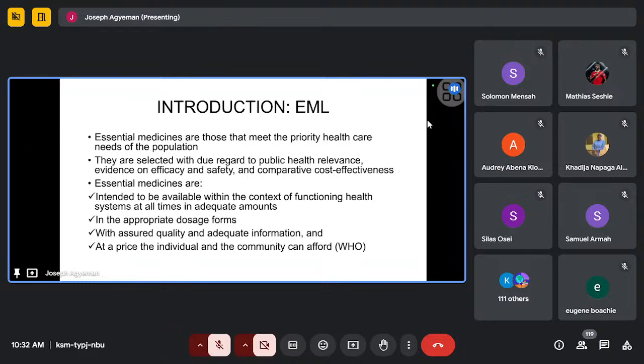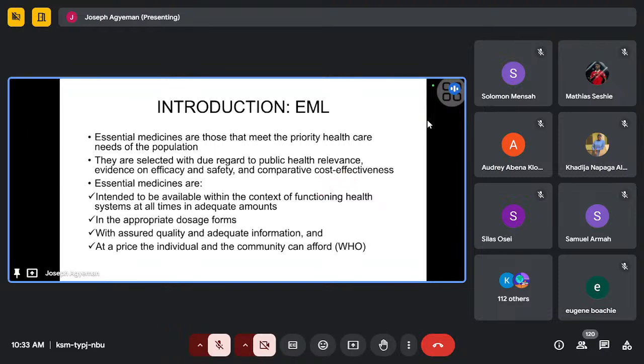So yes, you are looking for evidence on efficacy, safety, but because you always have to choose, you are talking about choosing drugs to become part of the list. So you are always comparing things, and the one that will have favorable attributes, you choose them and add them to the list. So you compare them based on evidence on efficacy, of course, safety, and also cost effectiveness.